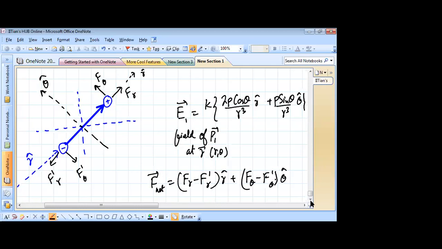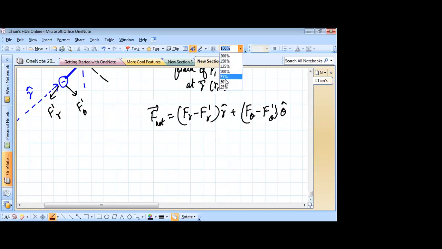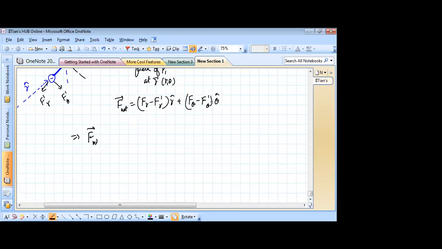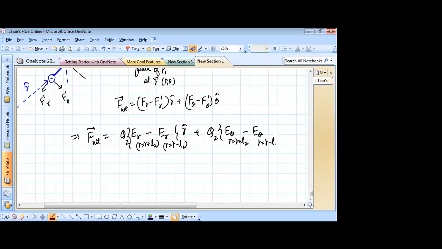will be Fr minus Fr prime, R cap, plus F theta minus F theta prime, theta cap. Okay. So again, this term, you can simplify it and write it now like this: this is Q into radial component of field at R plus, let's say, L2, minus radial component of field at R equal to R minus L2, into R cap, plus, and this was that charge Q2 into tangential component of field at R equal to R plus L2 minus tangential component of field at R minus L2.